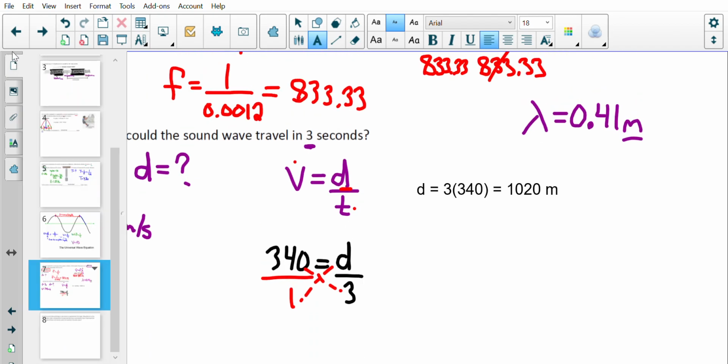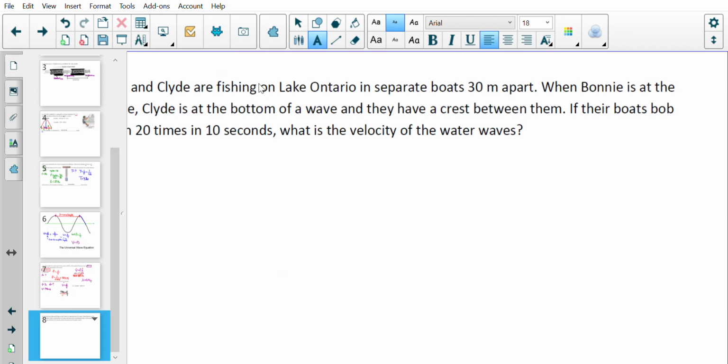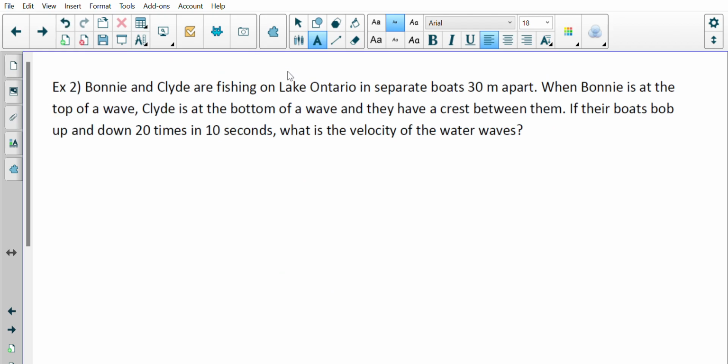All right, what else we got here? I think we got one more example here. Bonnie and Clyde are fishing on Lake Ontario in separate boats 30 meters apart. When Bonnie is at the top of a wave, Clyde is at the bottom of a wave, and they got a crest in between them. Now, if their boats bob up and down 20 times in 10 seconds, what is the velocity of the water waves?